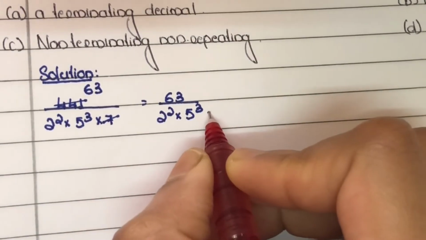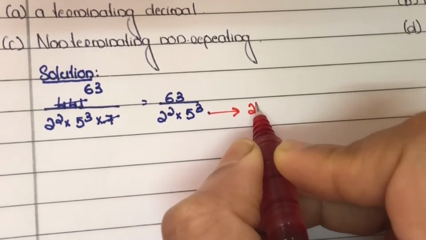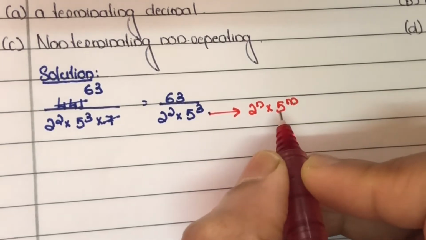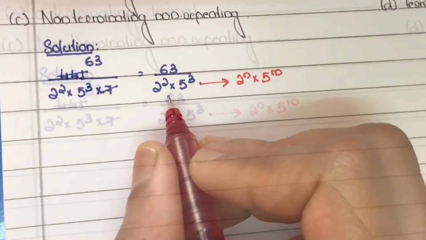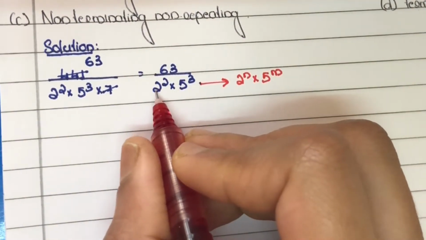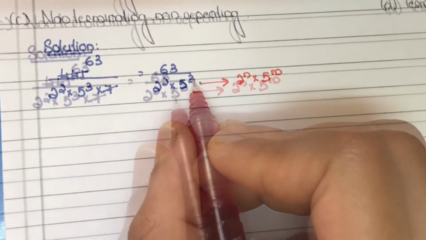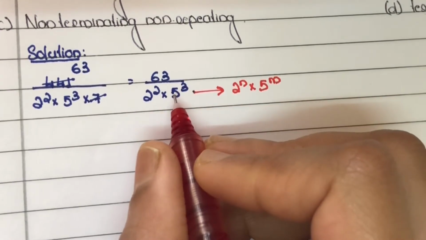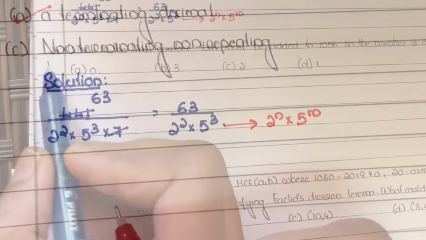Now we know that if the prime factorization of the denominator is of the form 2 raised to n into 5 raised to m, then the rational number has a terminating decimal expansion. Here the prime factors of the denominator are in the form 2 raised to n into 5 raised to m. So this rational number has a terminating decimal expansion. That is option A, terminating decimal.